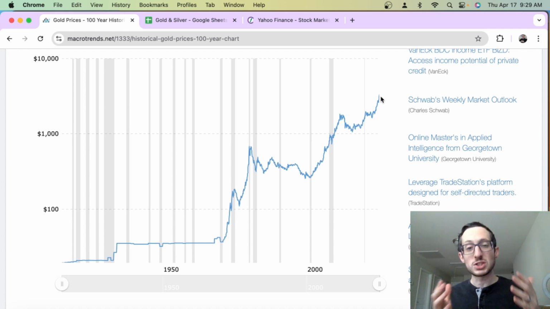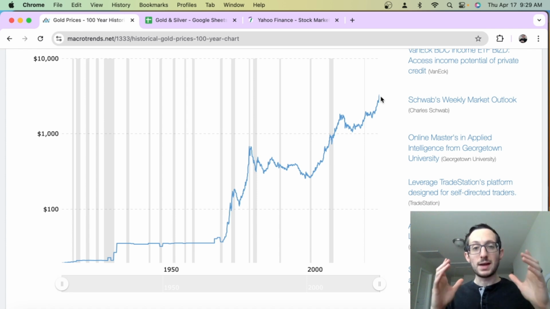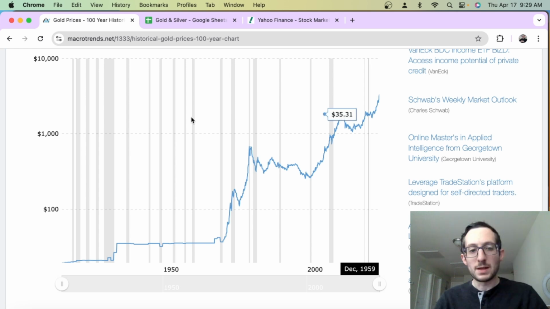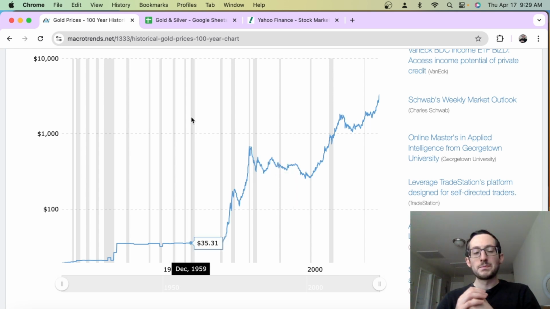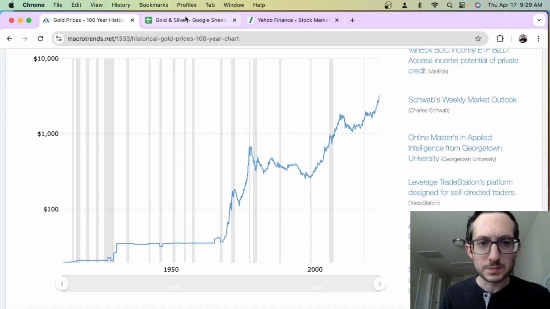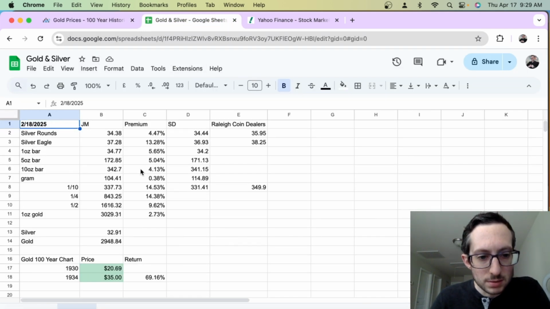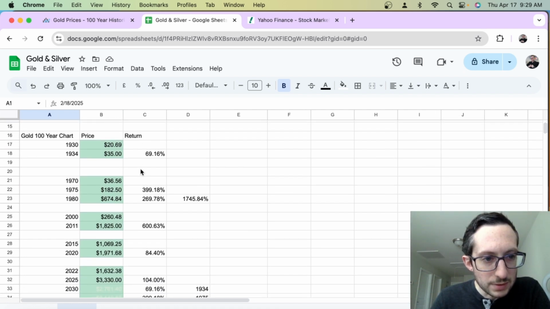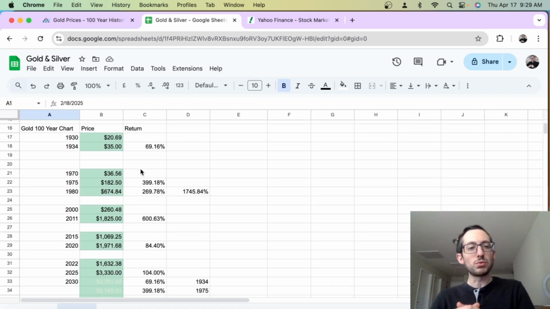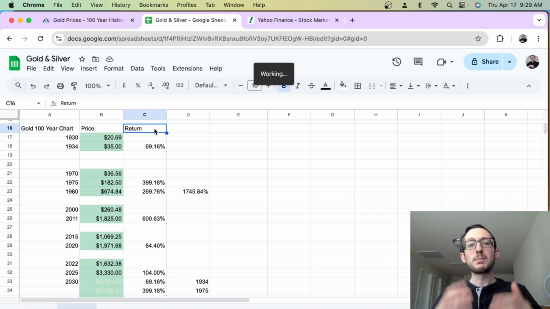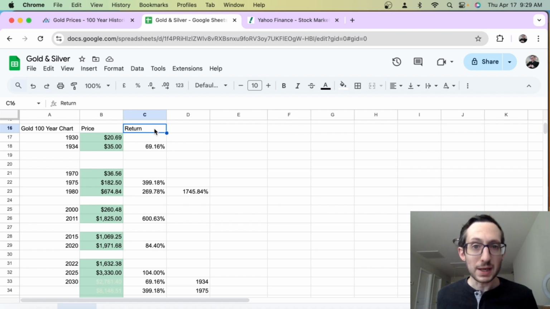Every time it spikes, something economically bad happens. So if we wanted to look at each time this happens, what kind of returns did that produce? So I created a little chart. I'll scroll down here. This is where I put it. Okay, so gold, 100-year chart. And I put down the years and the price to give us the type of returns that we might expect.